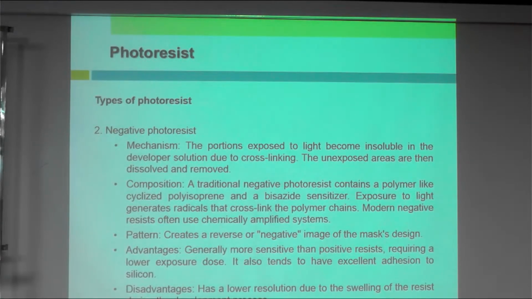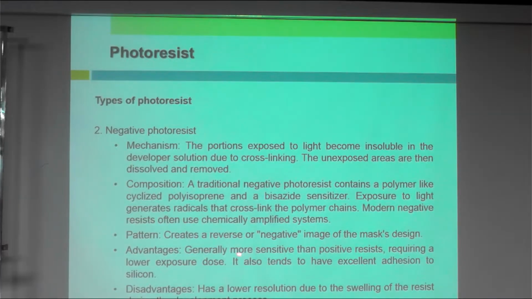So if by design you are having the, basically the unexposed part will be removed. So your pattern will be the part exposed to the light. So it's the opposite of your design that will be patterned on the substrate.